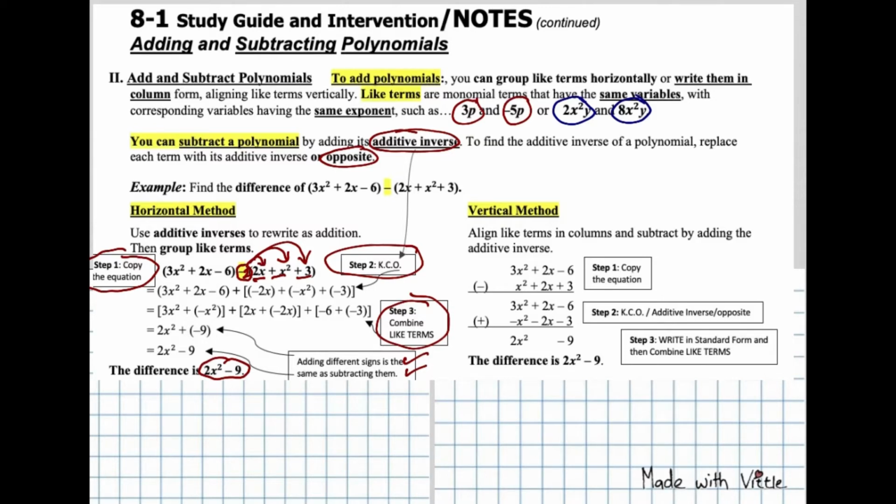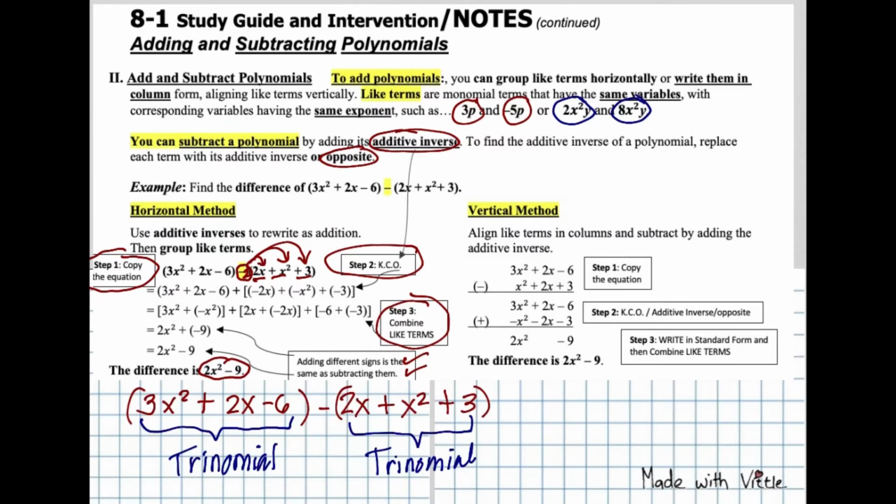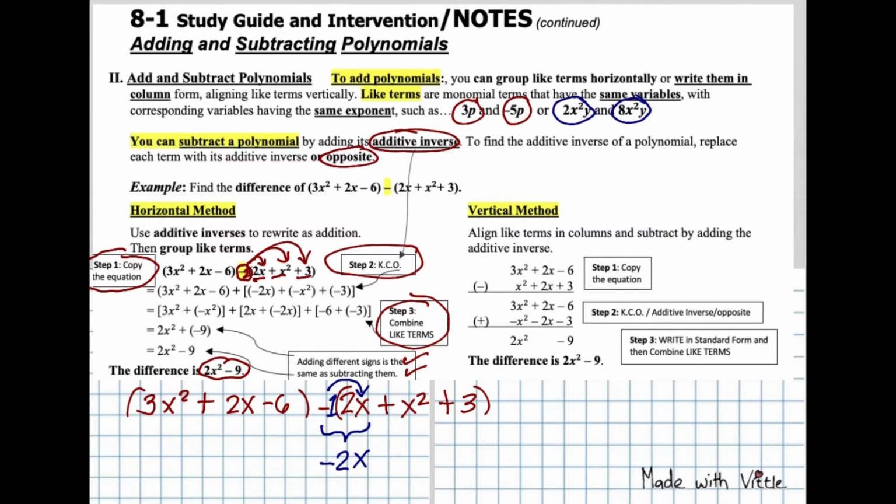Now let's work on our first example. 3x squared plus 2x minus 6, close parenthesis, minus, open parenthesis, 2x plus x squared plus 3. Negative 1 times the first term inside the parenthesis, which is 2x. A negative 1 times 2x will be negative 2x.